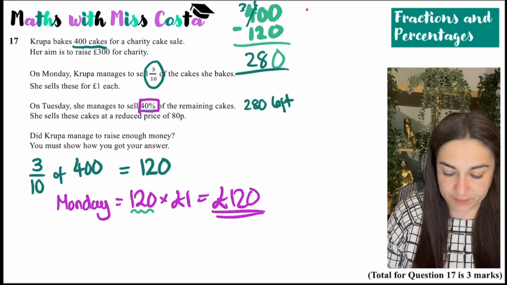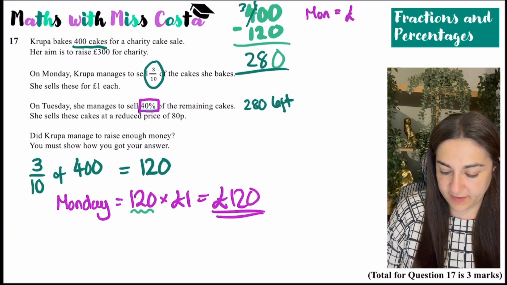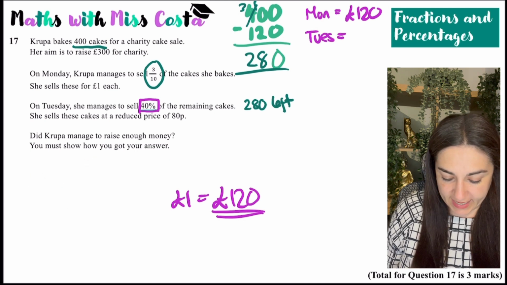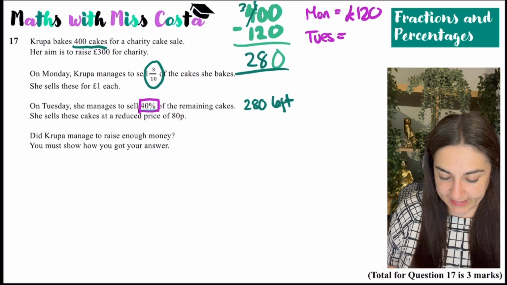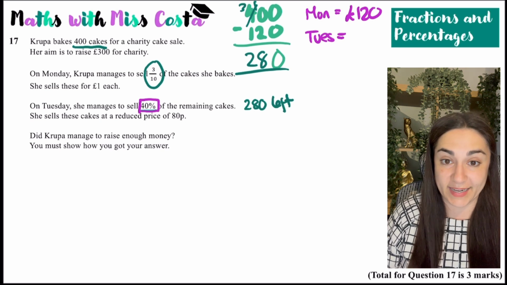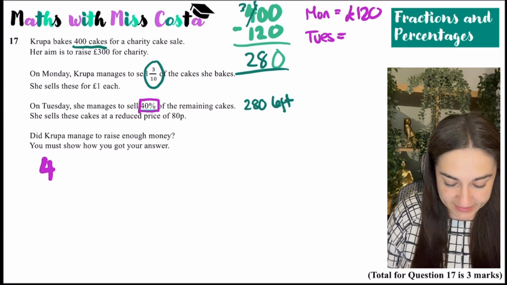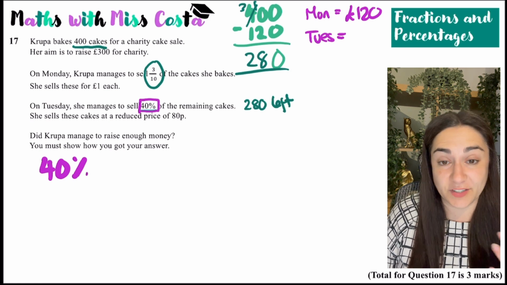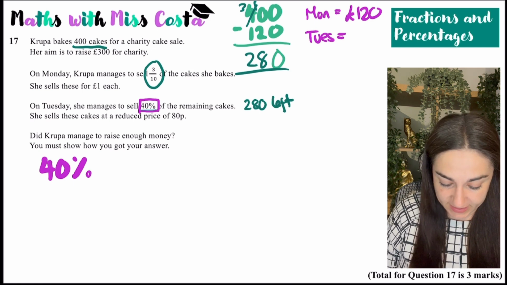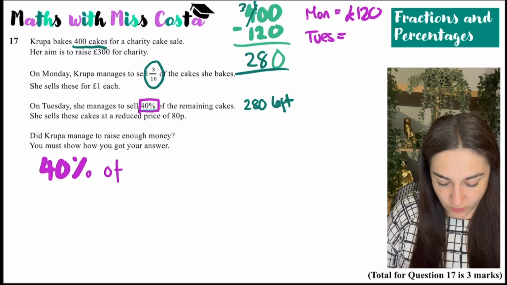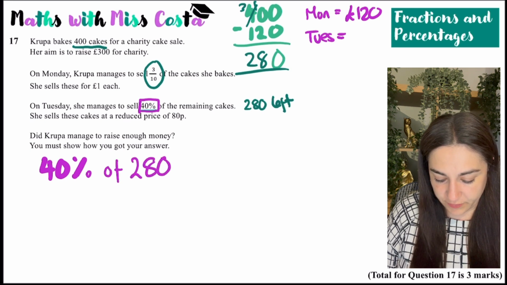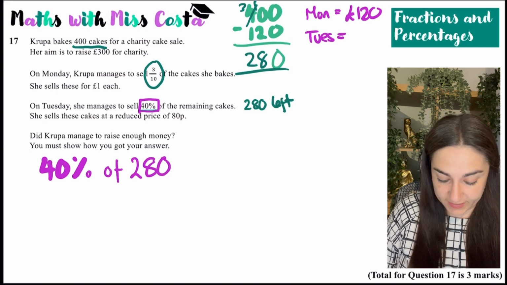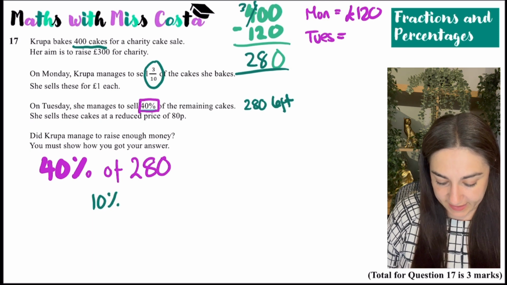So let's just put our key information. Monday, I know she made £120. Tuesday, I'm going to work that out now. So I know she has 280 cakes and I want to work out 40%. So this is a non-calculator paper, so I'll show you the best non-calculator way for working out percentages. So 40% of 280. What I would do is start by working out 10%.